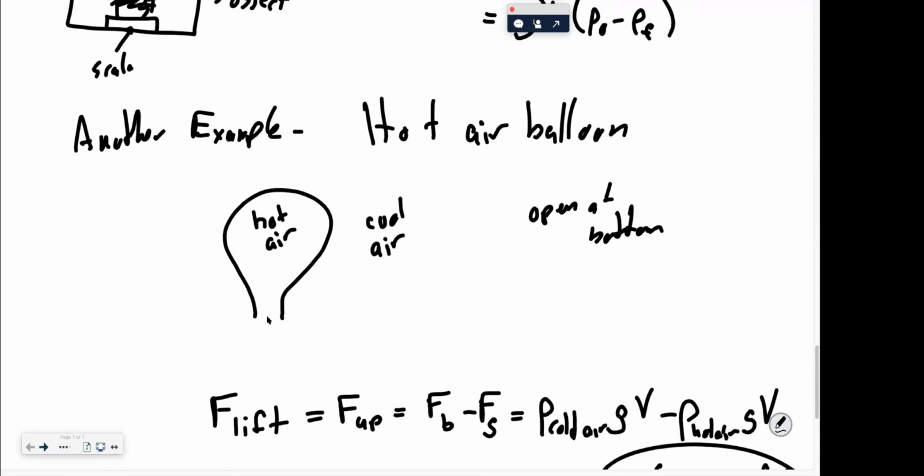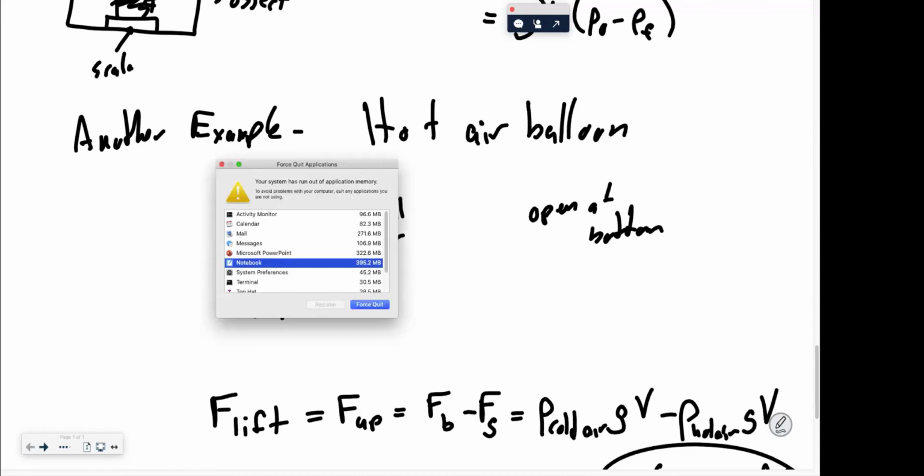So P's are equal. So you've got a lot of pressure pushing up right here, and just a little bit.